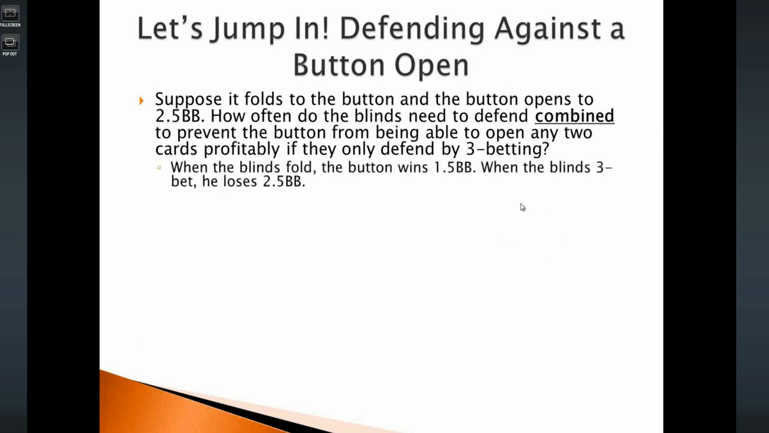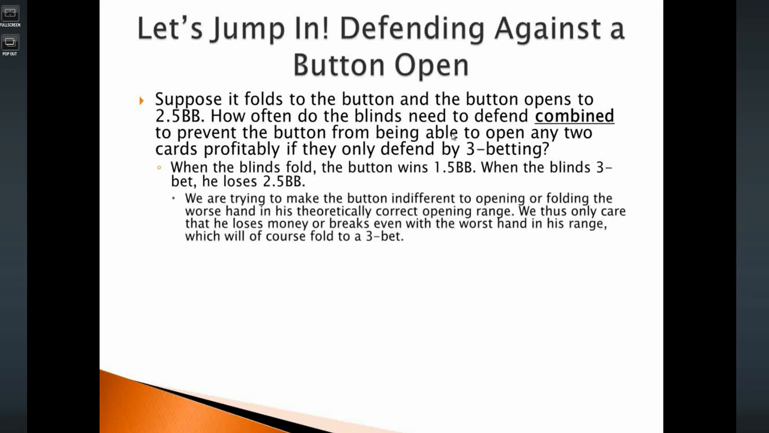Well, when the blinds fold, the button wins 1.5 big blinds. When the blinds 3-bet, he loses 2.5 big blinds. And note, we are trying to make the button indifferent to opening or folding the worst hand in his theoretically correct opening range. We thus only care that he loses money or breaks even with the worst hand in his range, which will of course fold to a 3-bet.